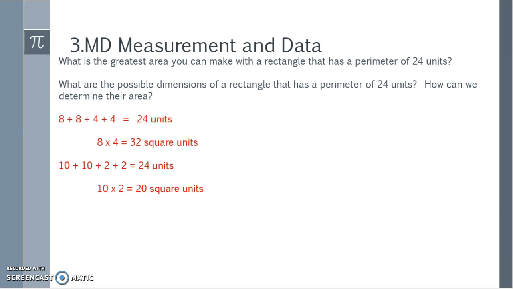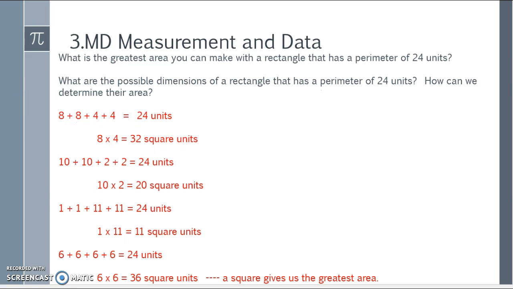This one is much smaller than the first one, so far we do have a larger one, but is it the largest possible? We could have done 1 plus 1 plus 11 plus 11 for 24 units, which would be a 1 by 11. Man, we're getting smaller. This is only 11 square units.